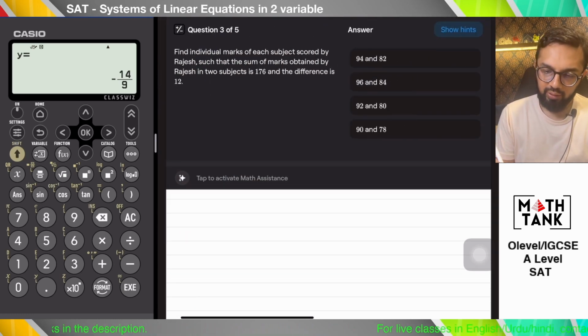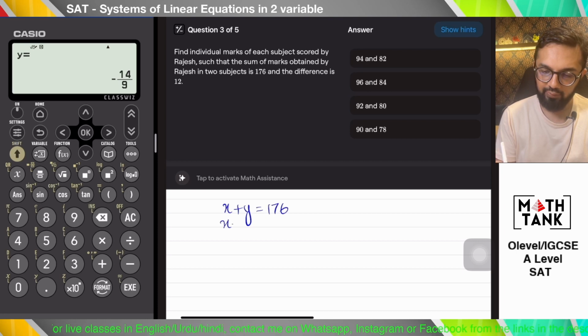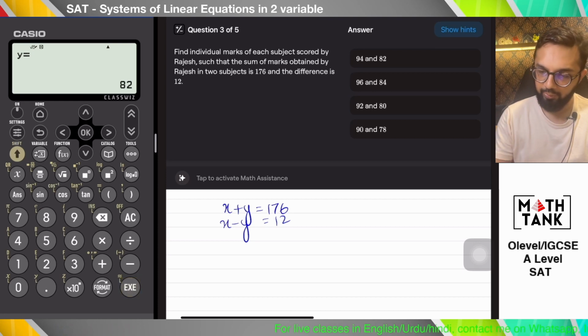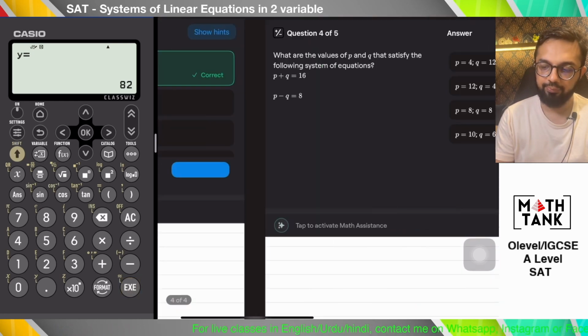Find individual marks for each subject scored by Rajesh such that the sum of the marks obtained by Rajesh in the two subjects is 176 and the difference is 12. So again, I have a pair of simultaneous equations: 1, 1 and 176, 1, minus 1 and 12. My calculator can do that. 94 and 82. So that should be the correct answer.